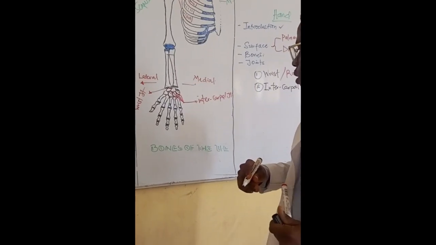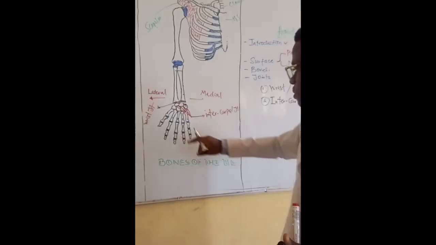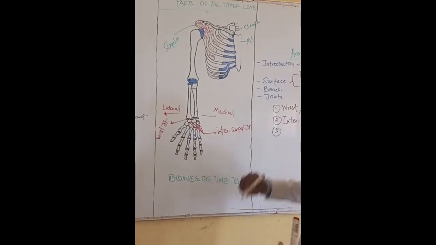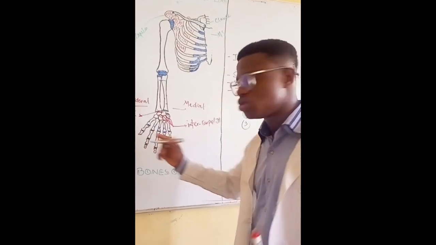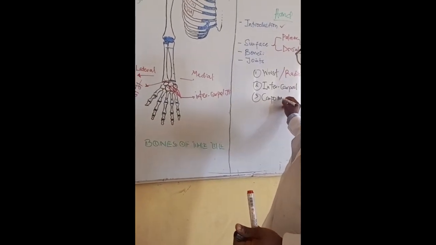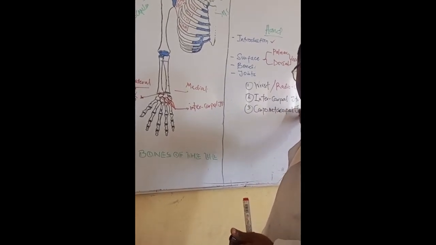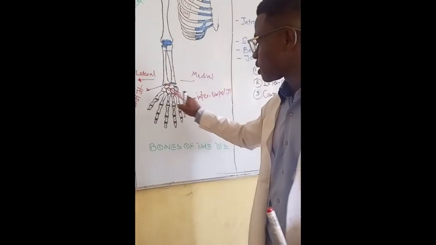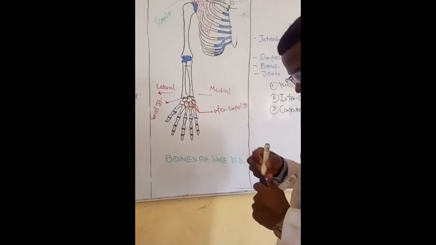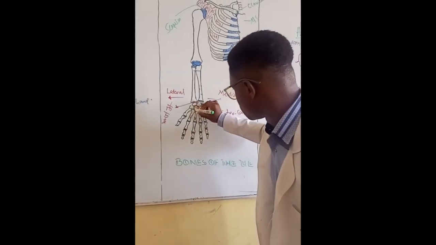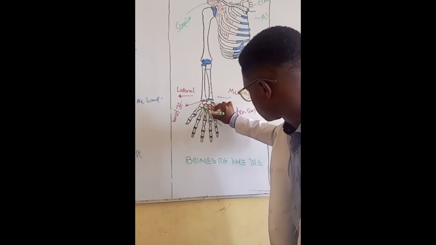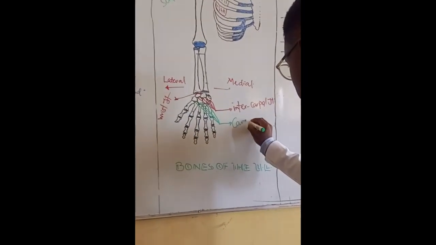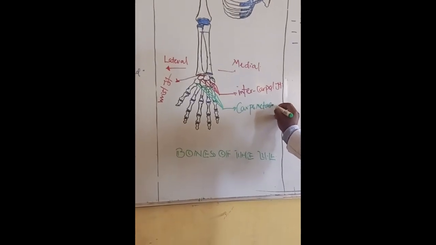So the third joint of the hand is the joint that is formed between the distal carpal bones and the metacarpal bones. That joint is called the carpometacarpal joint. The joint between the carpal bones, specifically the distal carpal bones. Don't forget, the distal carpal bones and not the proximal carpal bones. So let's make use of another marker. From here, we have our carpometacarpal joint.